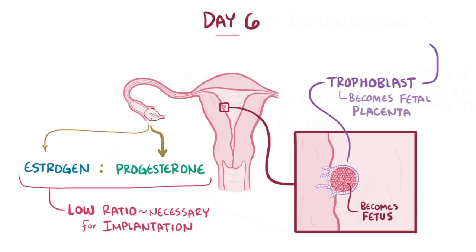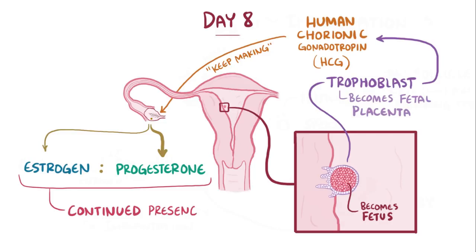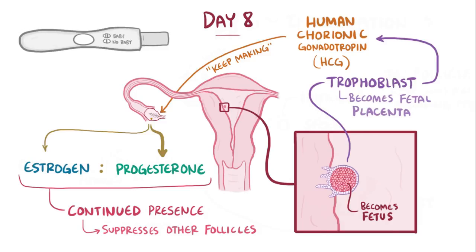Those trophoblast cells start to produce a hormone called human chorionic gonadotropin around day 8. And this is important for 2 reasons. One is that it's the hormone that lets the corpus luteum know that there's been a successful implantation into the endometrium, and that it should keep making estrogen and progesterone. It's this continued presence of estrogen and progesterone that suppresses other ovarian follicles from maturing. And the other important thing is that HCG is the hormone that most pregnancy tests are able to detect, causing that little sign to form, which can happen as early as day 9.